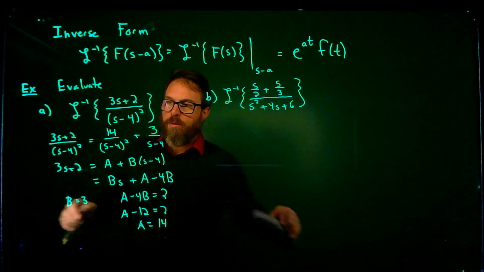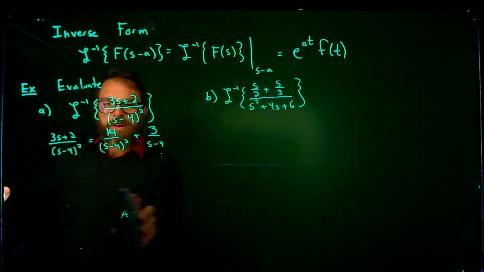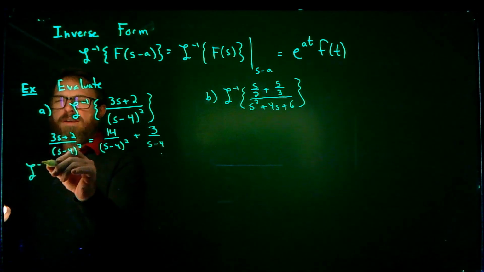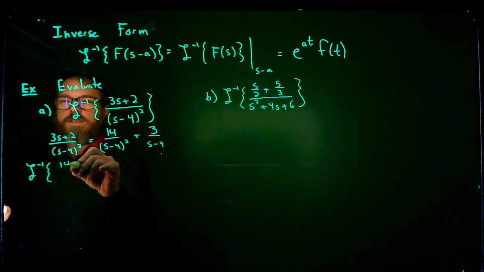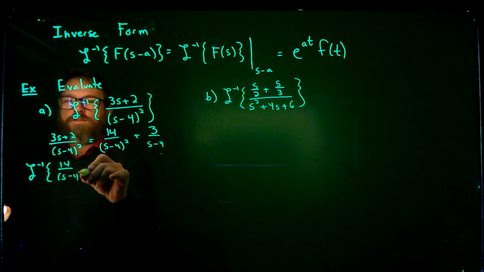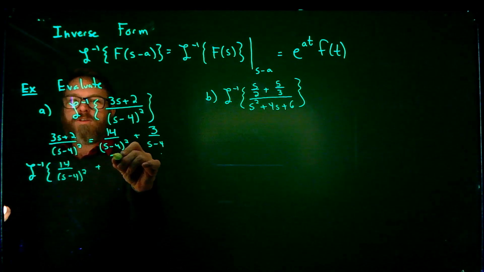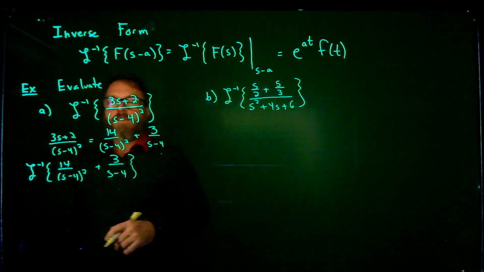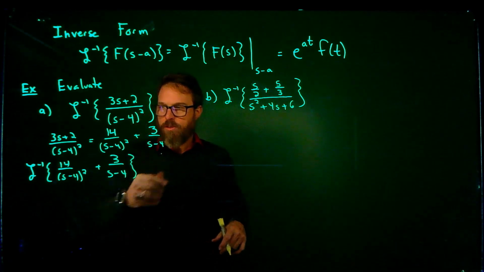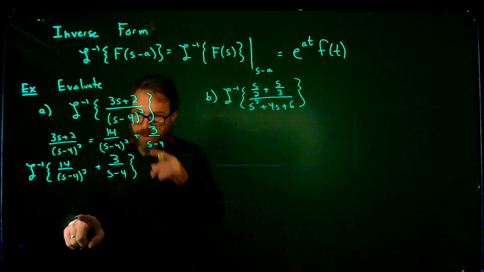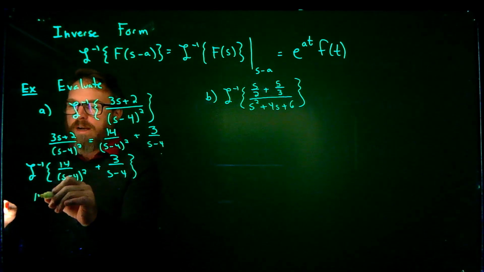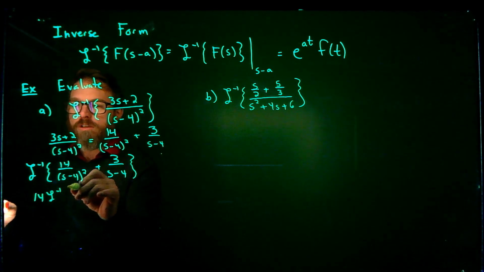So let's erase this work here and then go ahead and find the Laplace inverse. So now we're asking for the Laplace inverse of 14 over (s minus 4) squared plus 3 over (s minus 4). Now remember that's linear, so I'm going to take the Laplace inverse of this and then also this separately. Now this one right here, let's pull that out. Maybe I can make this look a little more obvious.